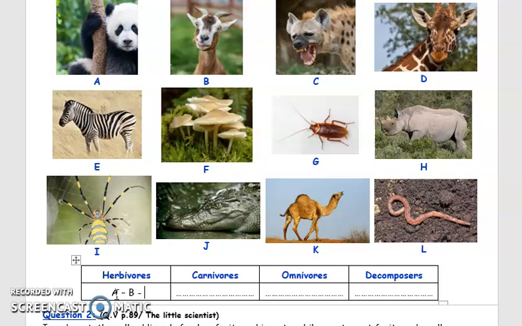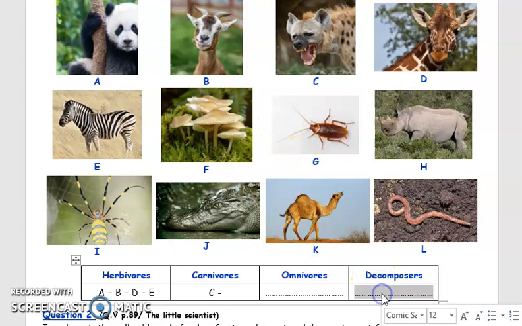What about hyenas? Hyenas are animals that feed on cadavers of animals, on dead animals. They eat them. They steal animals killed by other animals. So hyenas are carnivorous animals. Giraffes, as we saw in the lecture video, are herbivores. Zebras too are herbivores.